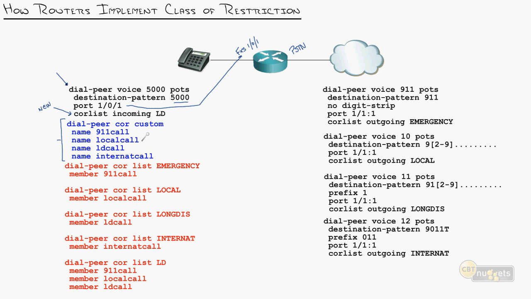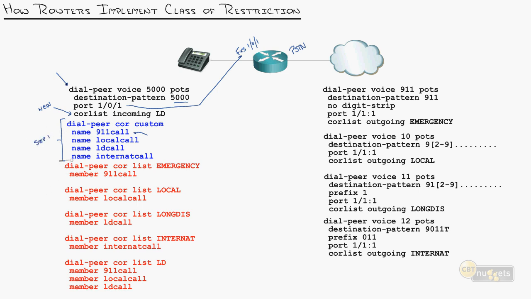You can name these whatever you want. These are just identifiers. You could name them 1, 2, 3, 4. You could name them blue, red, green, brown. I mean, whatever. They're just names that you make up. We chose to call them 911 call, local call, LD call, and internet call as our bubble names. So let me just write step 1.